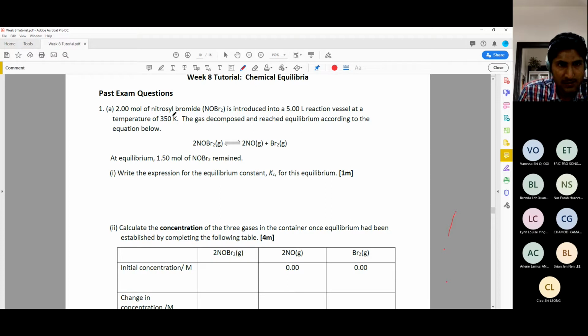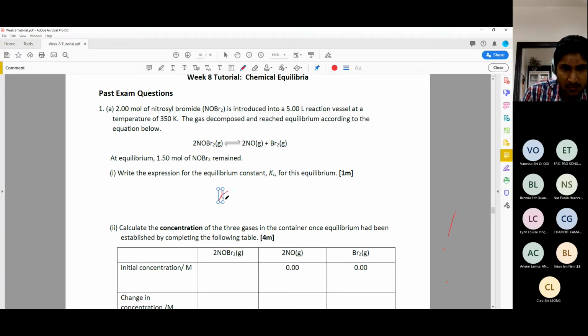So 2 moles of nitrosyl bromide is introduced into a 5-liter vessel at a temperature of 350 Kelvin. The gas decomposed and reached equilibrium according to the reaction equation below. At equilibrium, 1.5 moles of nitrosyl bromide remained. What is the expression of Kc?